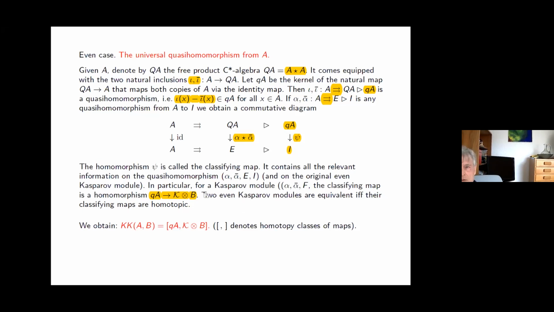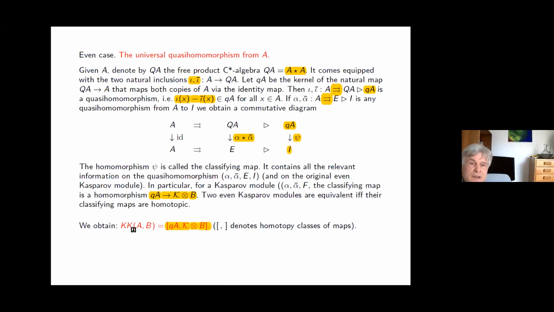So in particular, two even Kasparov modules are equivalent if and only if their classifying maps are homotopic. So now Kasparov defined KK of A,B as the homotopy classes or equivalence classes of all even Kasparov A,B modules. And what we have seen is that this is equivalent to considering all homotopy classes of homomorphisms from the algebra QA to K tensor B. So these square brackets are standard notation to denote homotopy classes of homomorphisms from this algebra to this algebra. So that's a description of KK of A,B.